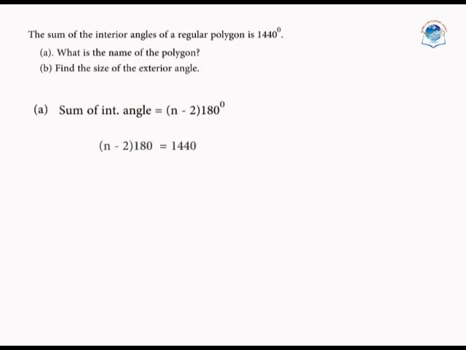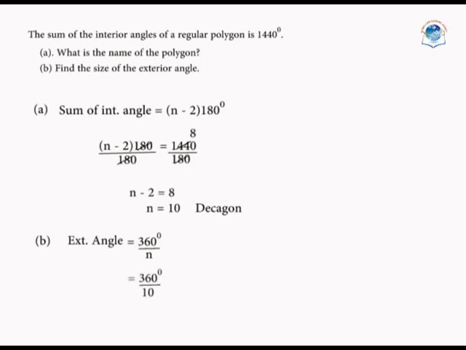So we have n-2 times 180 is equal to 1440. We divide both sides by 180, and if we solve that, n is equal to 10. So the polygon is a decagon. Exterior angle is given by 360 over n. So we have 360 divided by 10, and that is equal to 36 degrees. Good luck with polygons.